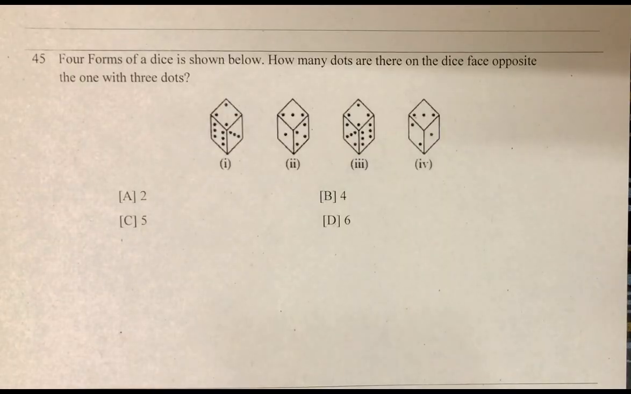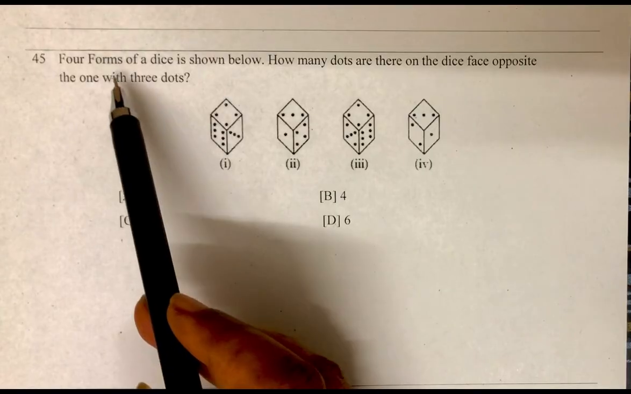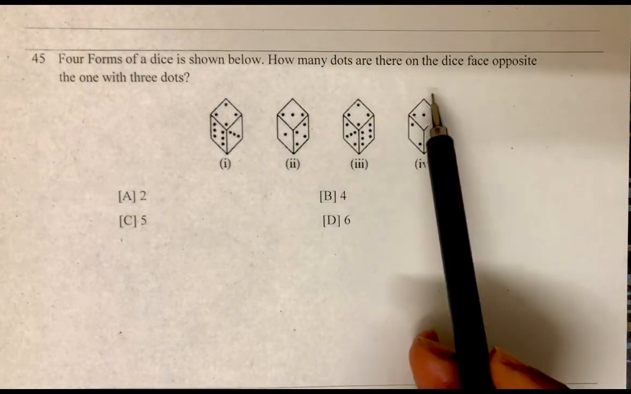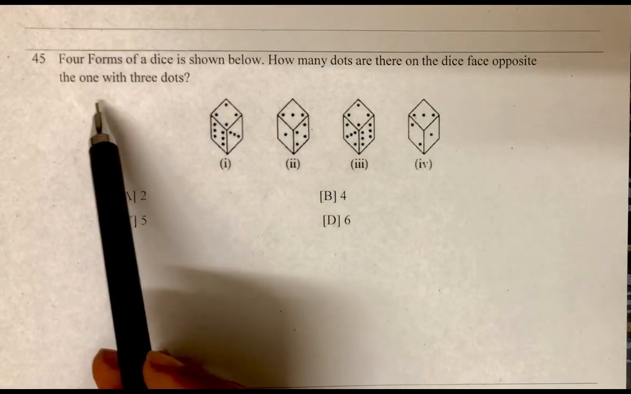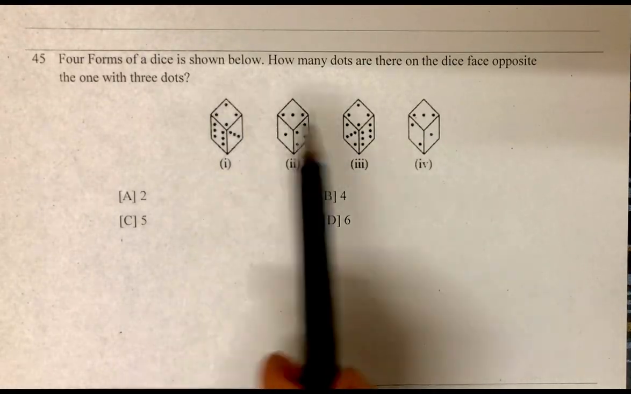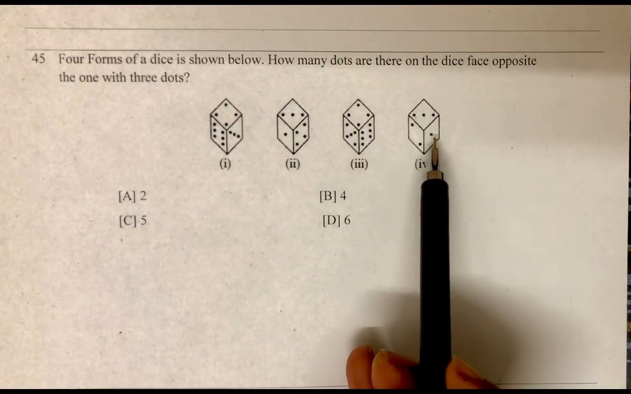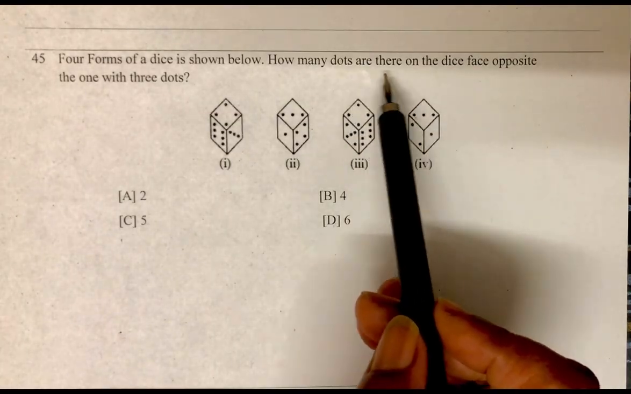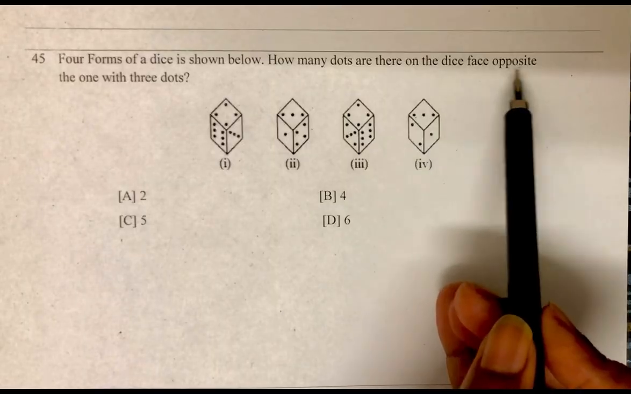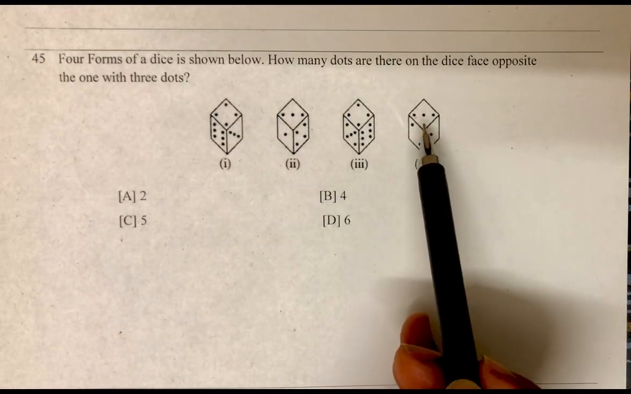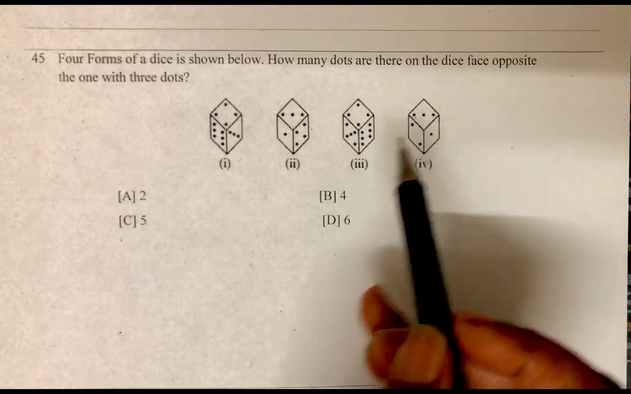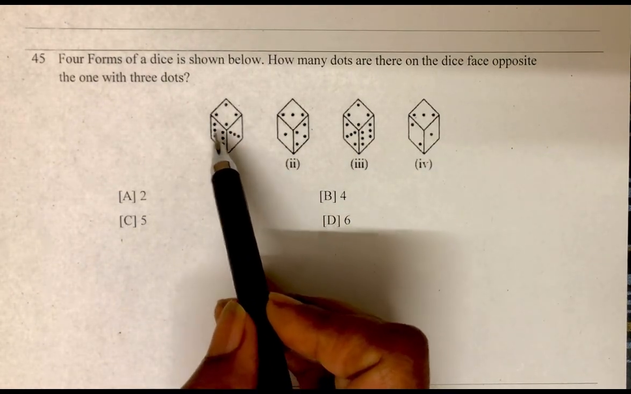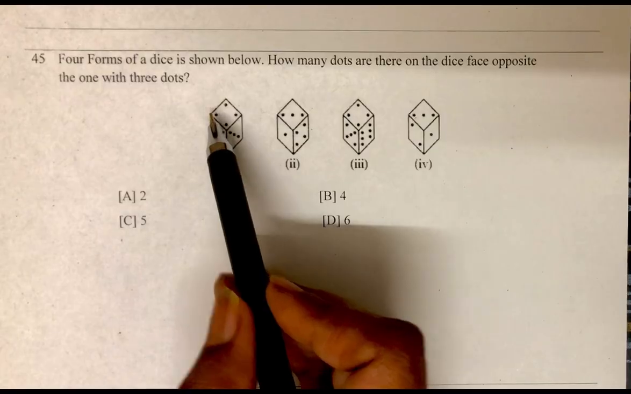Now look at question number 45. 4 forms of a dice is shown below. How many dots are there on the dice face opposite the one with 3 dots? Now we are given here 4 figures and we have to tell how many dots are there on the dice face which is opposite to 3 dots face. Now look at the figure. Now here are the 3 dots. We have to find out the dots on its opposite face.